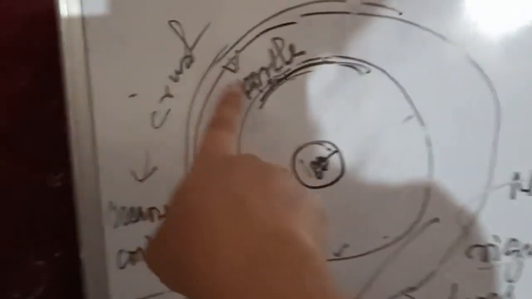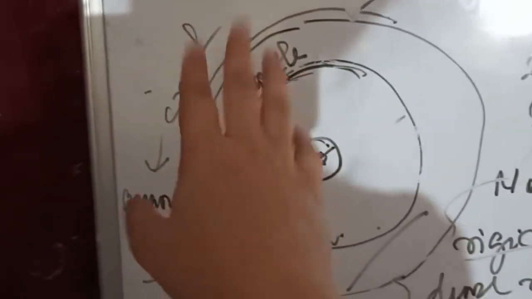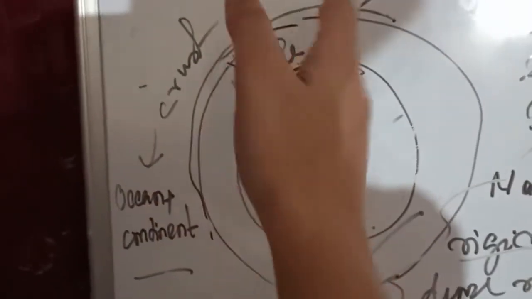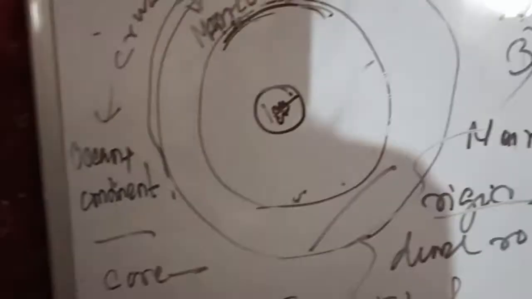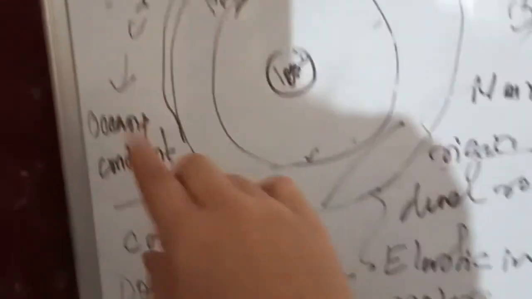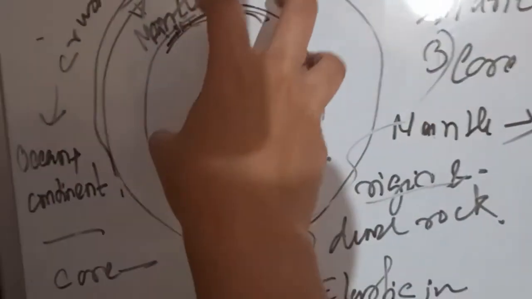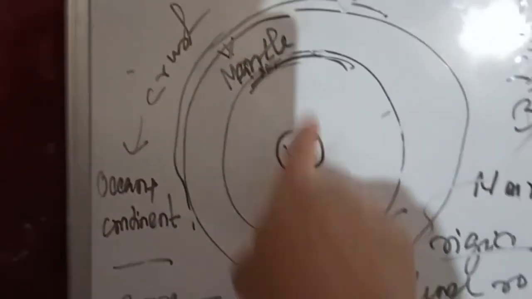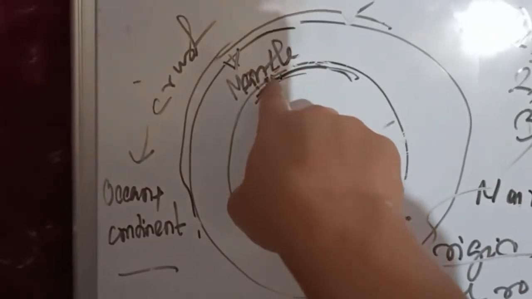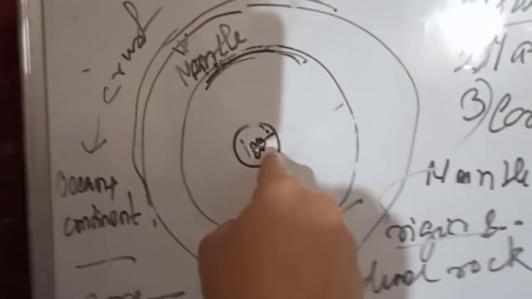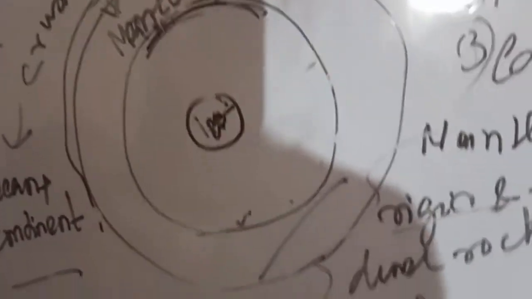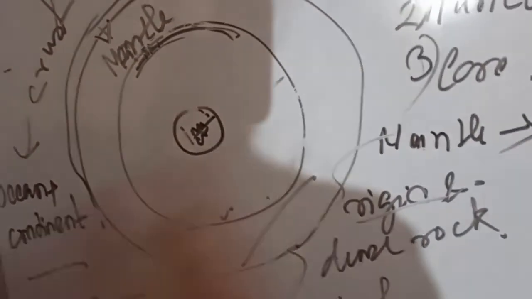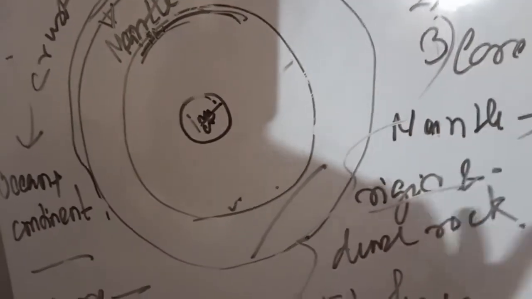The mantle has two characteristics: it is made of very rigid and dense rock, and its behavior is very elastic in nature. And the next is the core. The core is the innermost portion of the earth, and we can categorize it into two parts: the outer core and the inner core. The outer core is the layer beneath the mantle, and in the deepest portion we have the inner core. This is the end of this video.